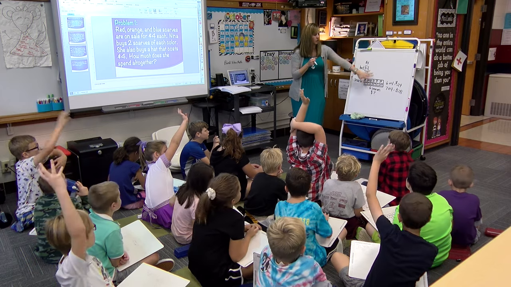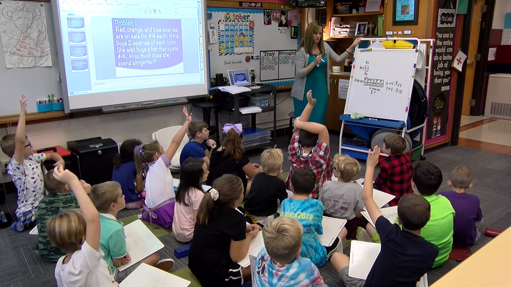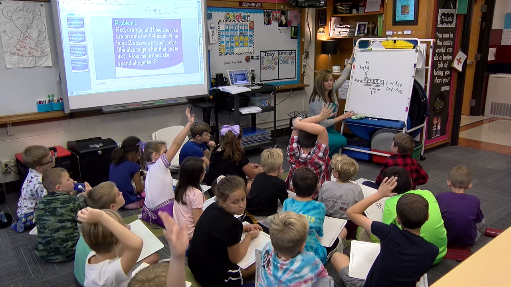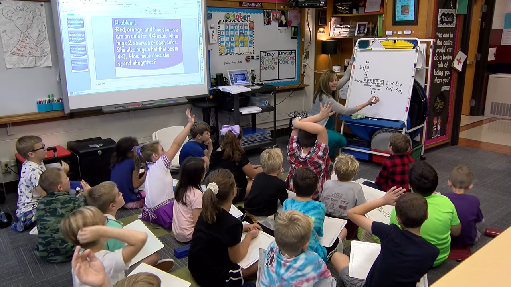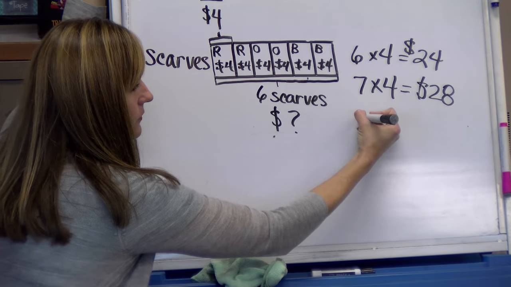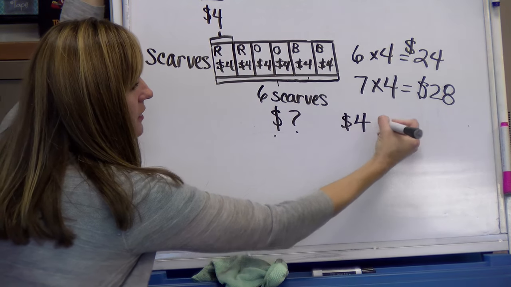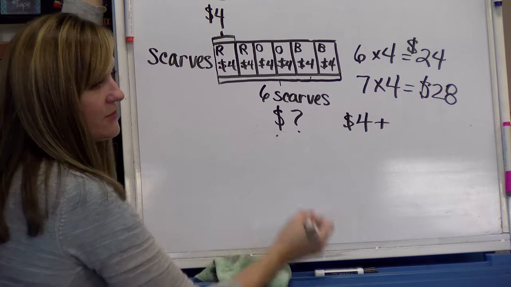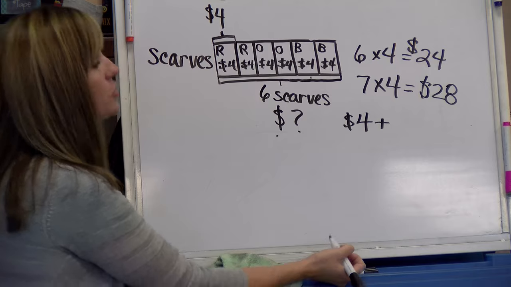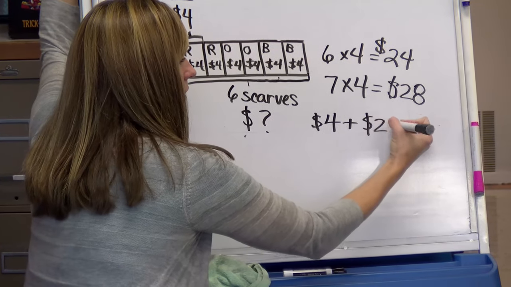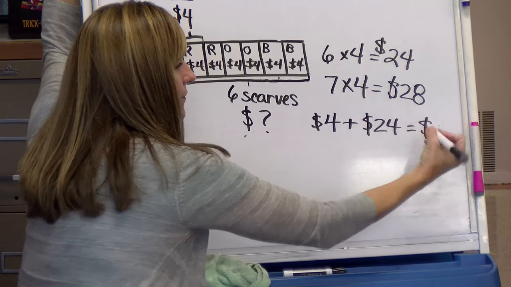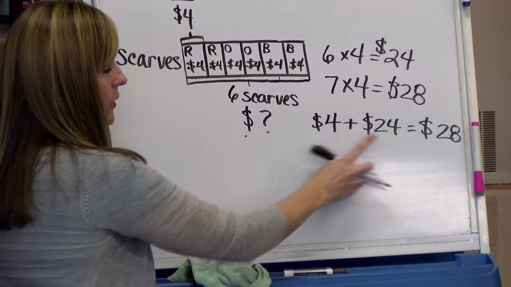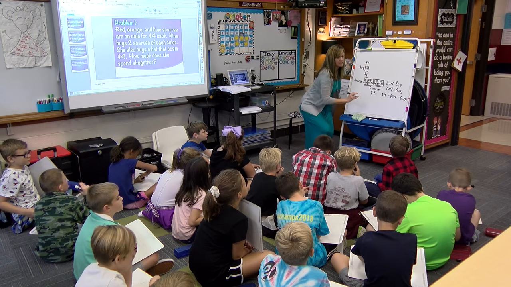How could I find the total? You could just add. Yes, let's go with it. What would we add? We could just add $4 to our tape diagram. $4 plus, what was the cost of the scarves? $24. How much is that? $28. Because we have 4 ones plus 4 ones is 8 ones, 2 tens, 28.